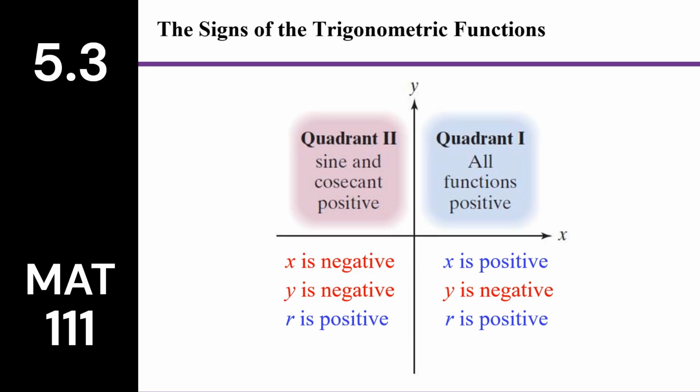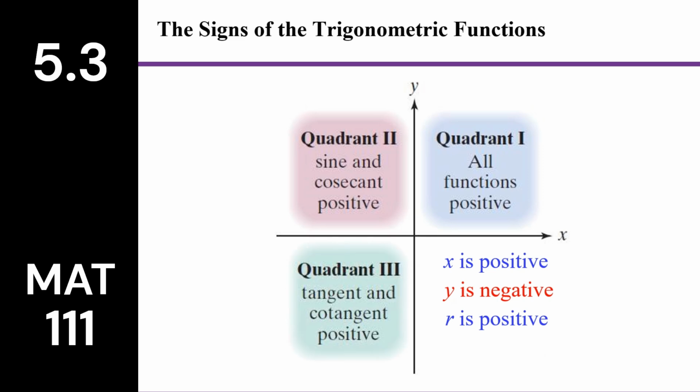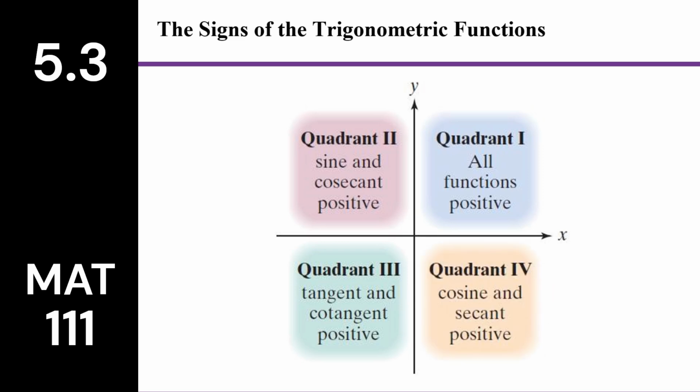In the third quadrant, the only way to get a positive is to make your fraction with both of those negatives. So x over y and y over x are the 2 positives. The other 4 will be negative. So in the third quadrant, tangent and cotangent are positive. In the fourth quadrant, the only way to get a positive is to make your fraction with x and r. So that will give us the cosine and the secant.